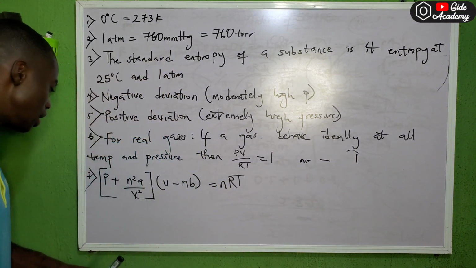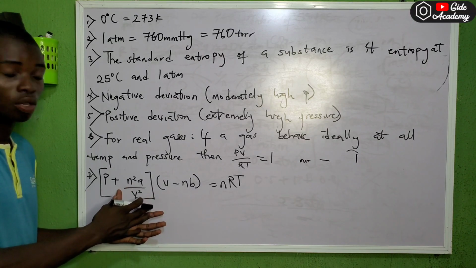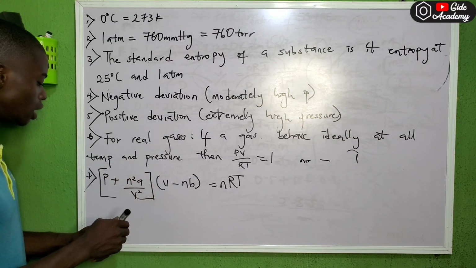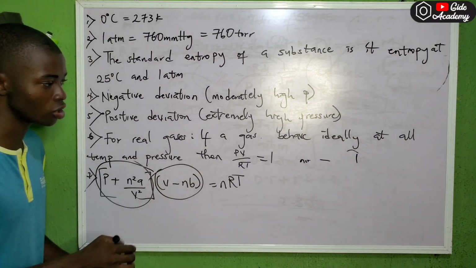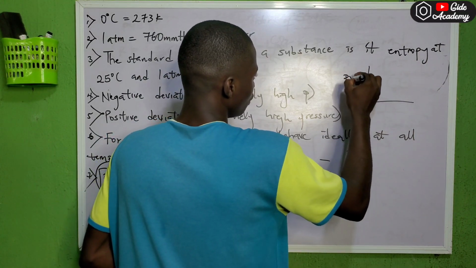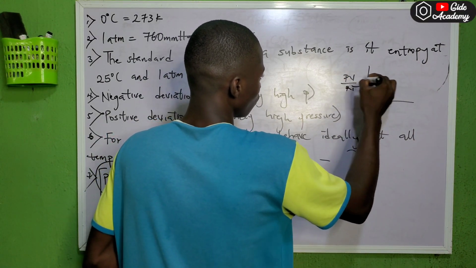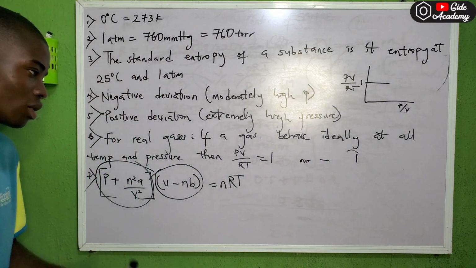1. The next thing again, this Van der Waals equation, this very one here is used for the correction of pressure, while this one here is used for the correction of what? Of volume. Talking about this graph again, PV over RT, here is 1, here is P, or here is what? V. So please take note of that.